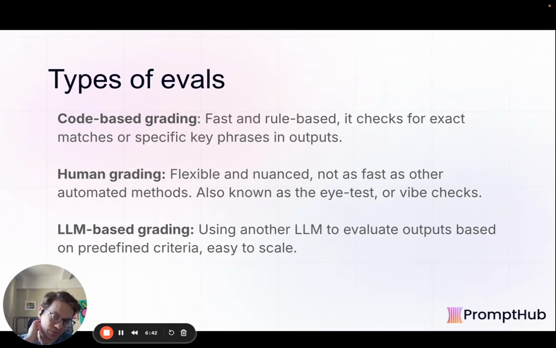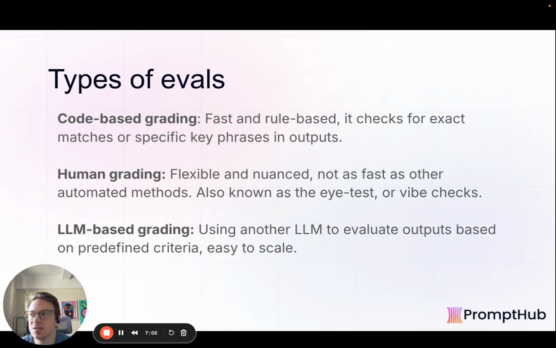And there are a couple of types. So you can do code-based grading. So if you just need to use regular expressions to see if it classified the sentiment as positive or negative, or that it contains certain information. There's human grading, which is kind of like the eye test. Maybe you can add some scores to it if you want. And then LLM-based grading, where you use an LLM to evaluate the outputs.